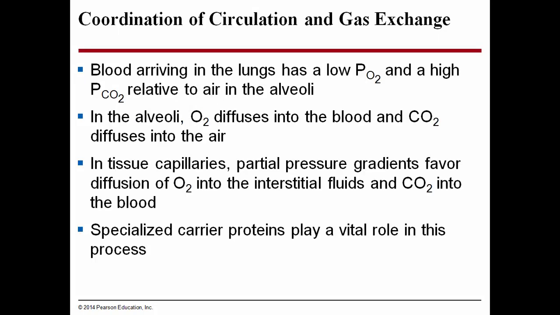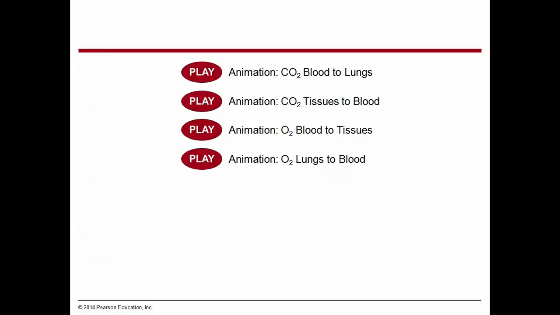Blood arriving in the lungs has a low pressure of oxygen and a high pressure of CO2 relative to air in the alveoli. In the alveoli, O2 diffuses into the blood and CO2 diffuses into the air. In tissue capillaries, partial pressure gradients favor diffusion of oxygen into the interstitial fluids and CO2 into the blood. Specialized carrier proteins play a vital role in this process.